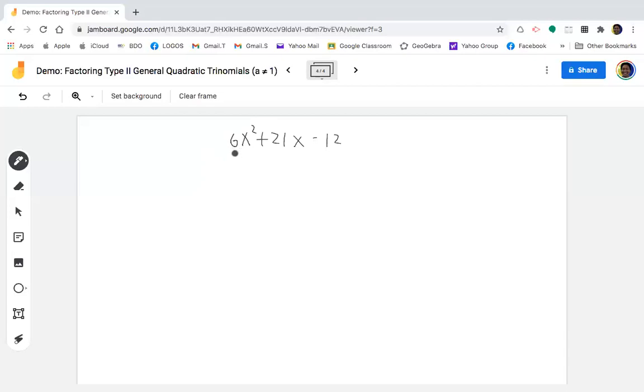All right, is there a GCF? That's the first thing that you always have to look for. You can factor out 3. All right, let's factor out 3 and write the remaining terms. 2x squared plus 7x minus 4.